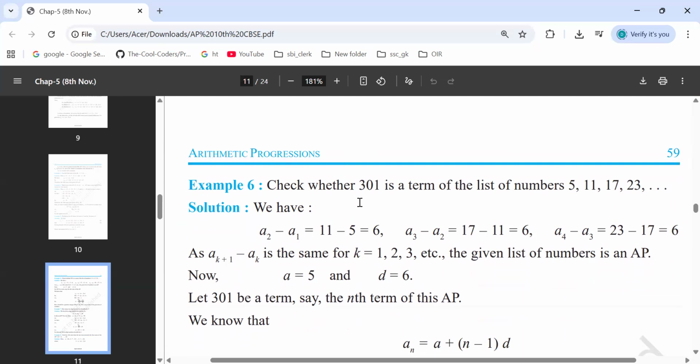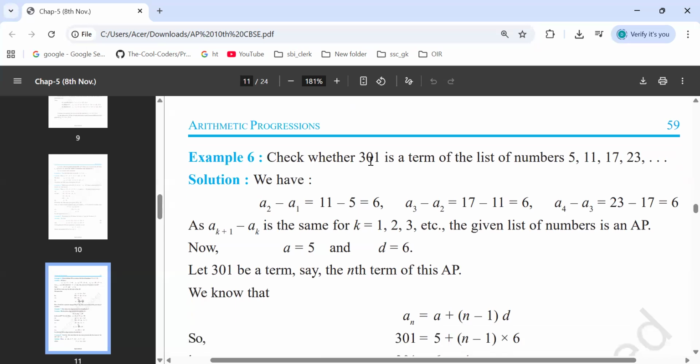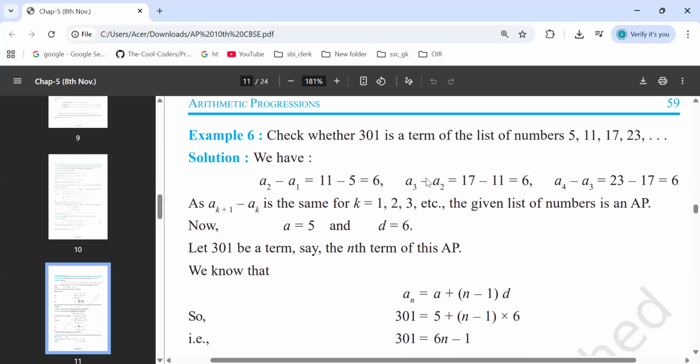So check whether 301 is a term of the list of numbers. We have to find whether 301 is a term of the list of numbers. Basically the question is that we have to find whether this AP series consists of the number 301 as a part of this series. So we will find it out.